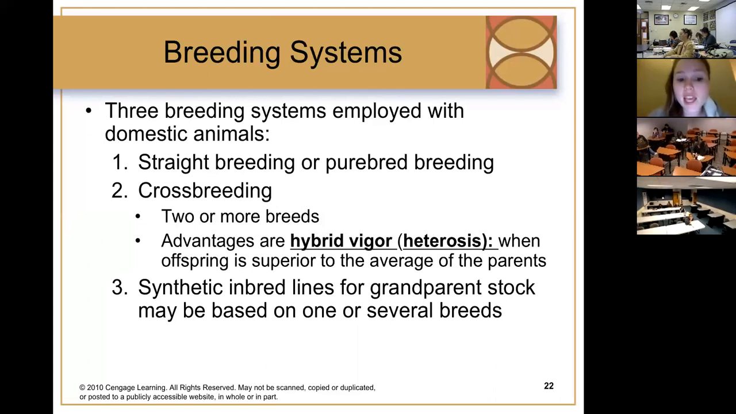Another good example would be if you breed an Angus to a Hereford and you get a black Baldy. That black Baldy is going to maybe have the demeanor of the Hereford cattle, but it might have the carcass quality of the Angus. So that would be a good example of hybrid vigor and why people crossbreed. Another breeding system that you might use would be synthetic inbred lines for grandparent stock. That may be based on 1 or several breeds, but those have been really inbred to keep traits around. But of course, with any type of inbreeding, you have to be really careful because you don't want certain traits to pop up.